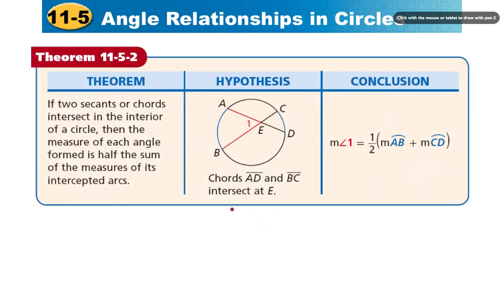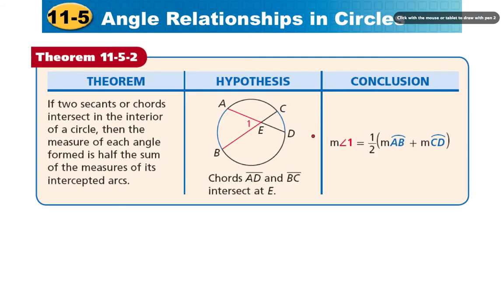Next theorem, 11.5.2. It says if two secants or chords intersect in the interior of a circle, then the measure of each angle formed is half the sum of the measures of its intercepted arcs. So again, this angle here, angle 1, is equal to the sum of these two intercepted arcs, AD and CD, divided by 2 or multiplied by half.